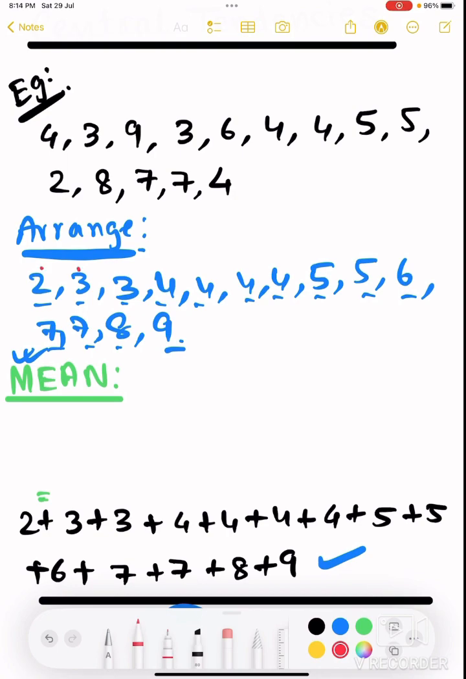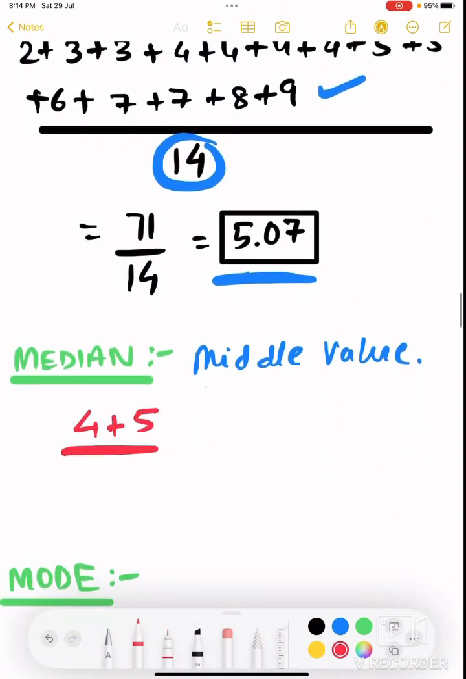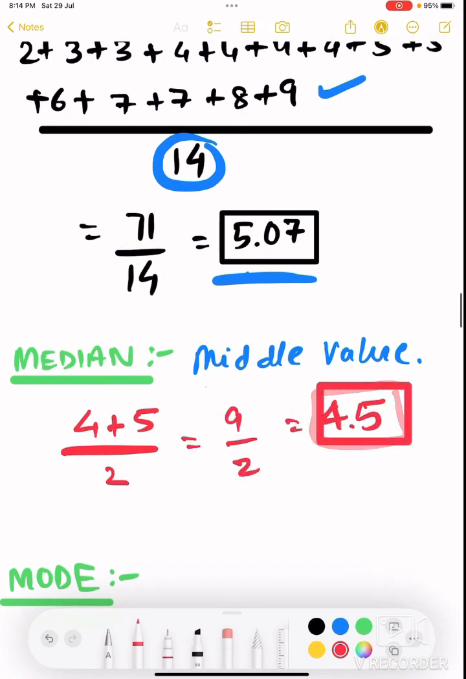Let's see. 1 2 3 4 5 6 7, right? Somewhere here the median should be. Then 1 2 3 4 5 6 7. So 4 and 5 are the median values. So 4 plus 5 divided by 2, 9 divided by 2, 4.5. 4.5 is your median value, right?